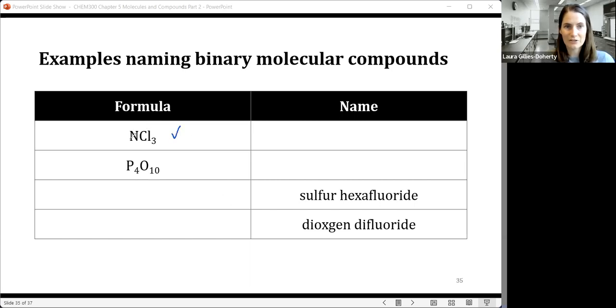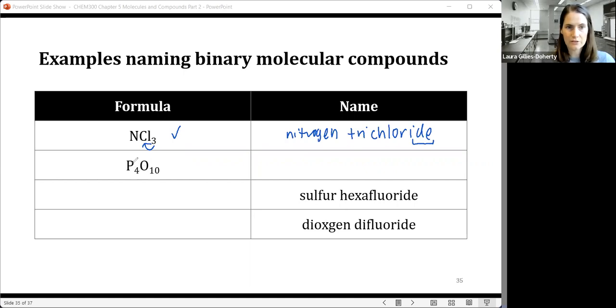We put the name of the first element with the prefix. So we have nitrogen. And we omit the prefix mono for one nitrogen atom because it's the first element. So just nitrogen. And then we have 3 atoms of chlorine. So tri, and then chloride. And just like in ionic compounds, the second element, the one that's more electronegative, gets the IDE ending to that element name. So this is nitrogen trichloride.